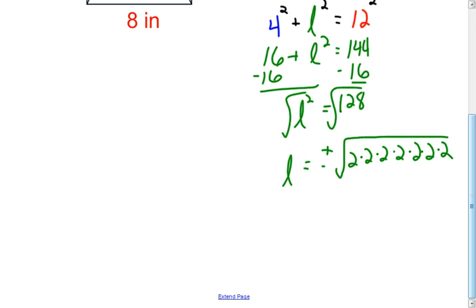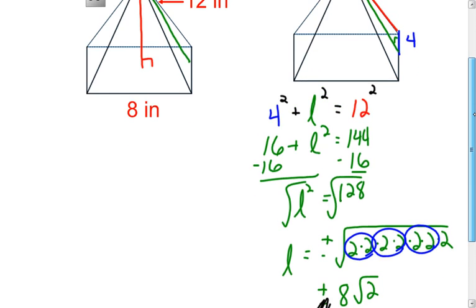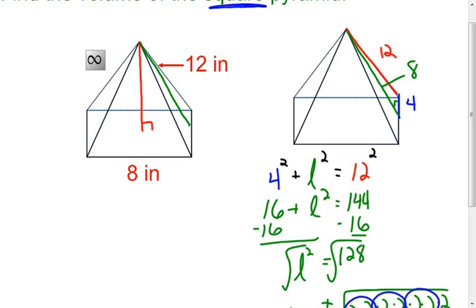So now I look for those pairs. Pair of 2s, pair of 2s, pair of 2s. I can take 1 two out for each pair. That's going to leave me with plus or minus 8 root 2 for the length of that green segment. Being this is talking about a length, the negative one is not going to make sense for this problem. Now I'm going to come back up here. That piece is 8 root 2, which when I come over here, I know that this is now 8 root 2.